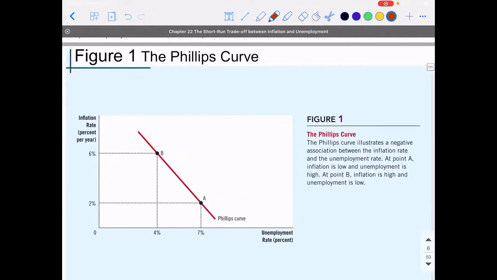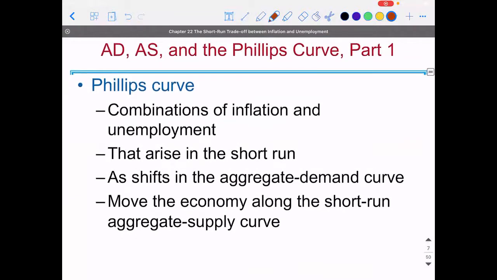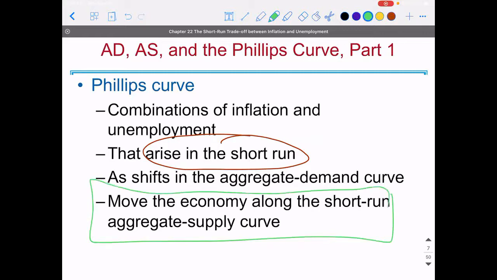So in a simple graph here, it would be downward sloping with inflation on the y-axis and unemployment on the x-axis. When that's higher, that's lower, and vice versa. It's only in the short run. And again, it's the economy moving along the short run aggregate supply curve, where you've got the price level on the y-axis and unemployment implicitly behind the real GDP on the x-axis.